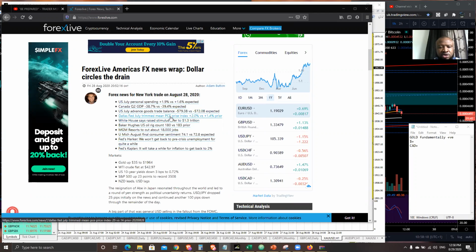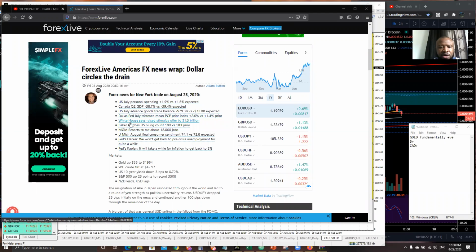Dallas Fed July trimmed mean PCE price index positive. White House raised stimulus offer to 1.3 trillion. That is positive for stocks. It's not essentially good for the dollar, but it's positive for stocks because when investors and banks are getting cheap money, where else are they going to invest it?